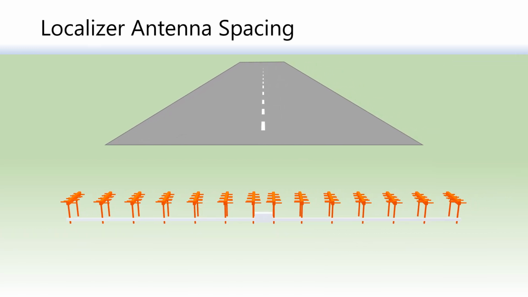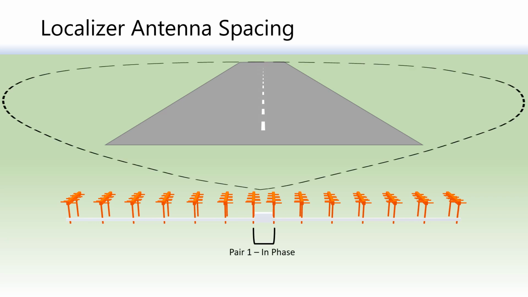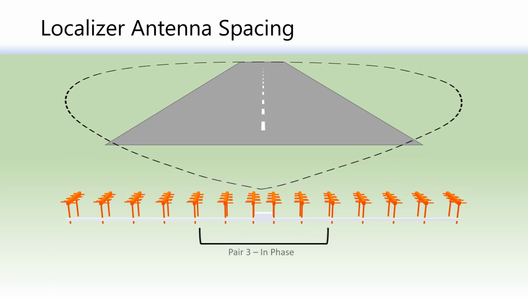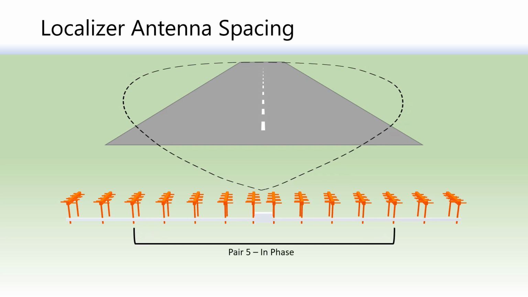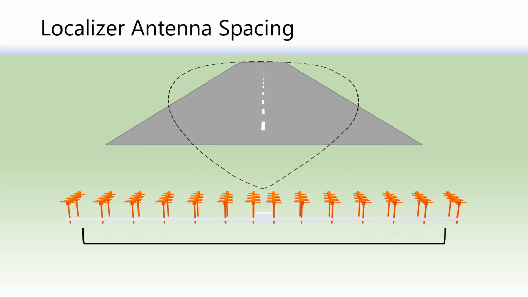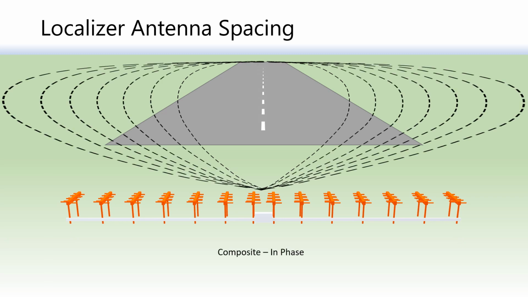Let's now look at how the antenna array spacing between pairs, known as A spacing, affects the radiation pattern. In this first example, we'll consider each pair at a time whose signals are in phase as they leave the antennas. In summary, the wider the antenna array spacing, the narrower the pattern. And conversely, the narrower the antenna array, the wider the RF pattern.